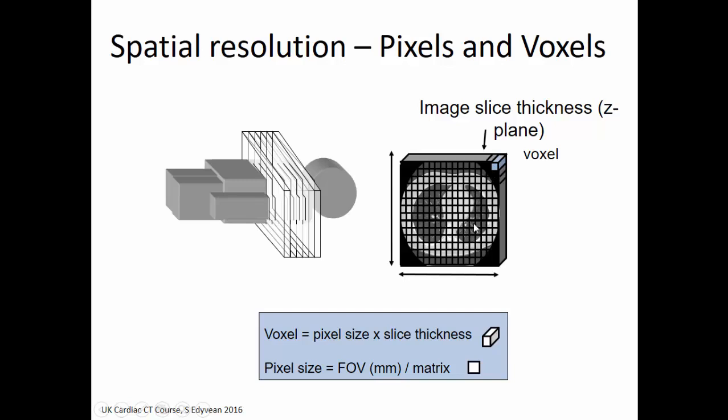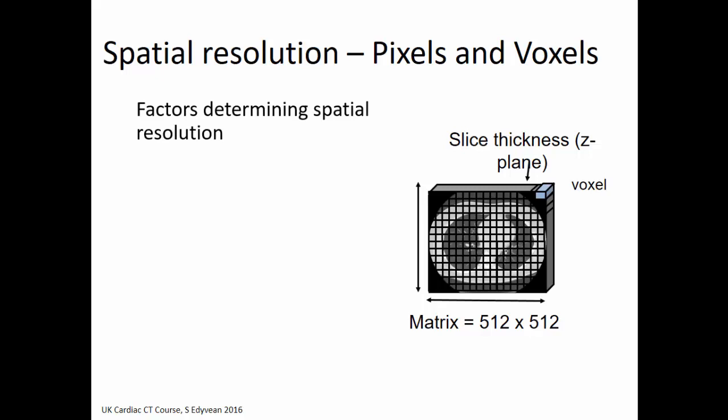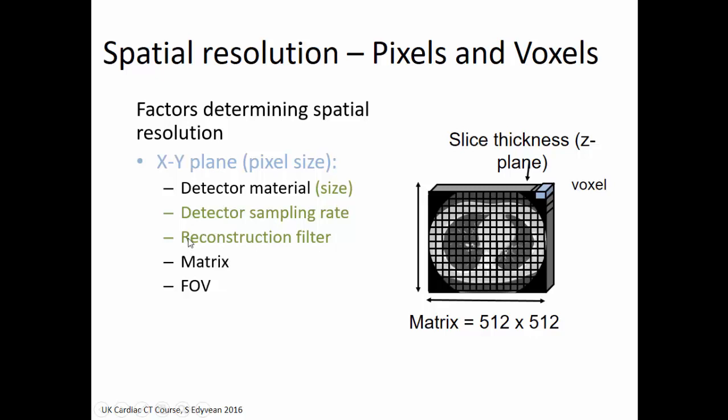So when we look at our cross-sectional slice, the length of our voxel is our image slice. We talked about that earlier. And our pixel size in the scan plane is the field of view that you will have scanned divided by the matrix, which is usually 512 by 512, or it might be 1024 by 1024.